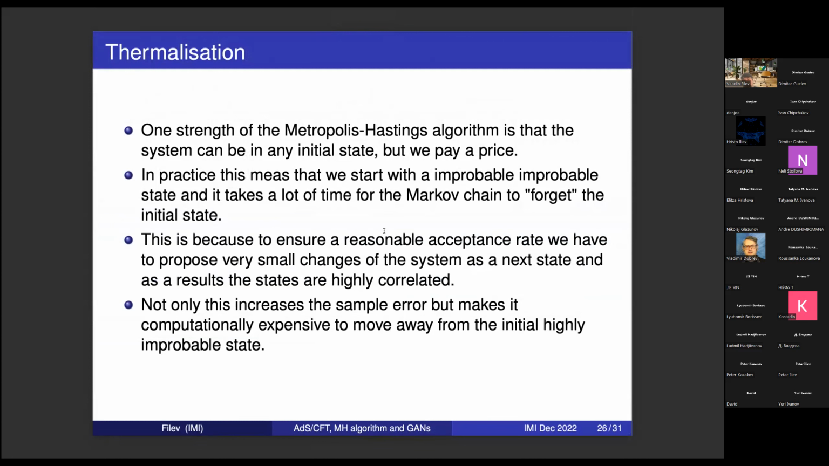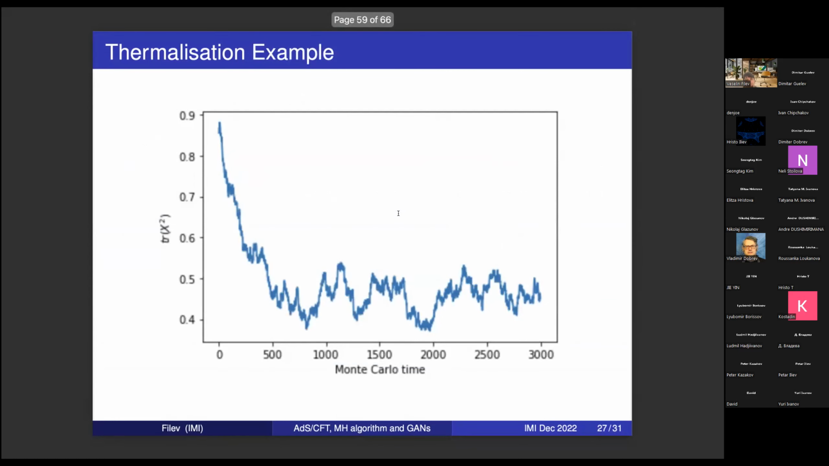And so we were thinking with Denju, who is in the audience now, whether this can be improved in some way. Just to give you an example, this is a simulation of a matrix model with quartic interaction. And as you can see here, an example of thermalization.